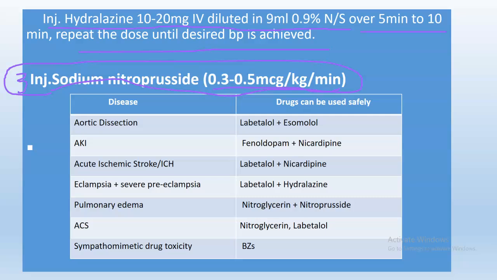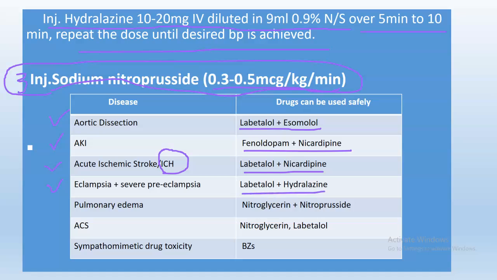But you want to know about the disease. Let's suppose a patient came and had aortic dissection. Then you can select any one of the medications from here, like labetalol or esmolol. If the patient has AKI, then fenoldopam and nicardipine can be selected safely. If the patient has acute ischemic stroke, we need to manage it with labetalol and nicardipine, also in intracerebral hemorrhage.